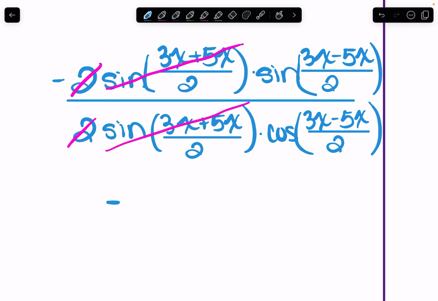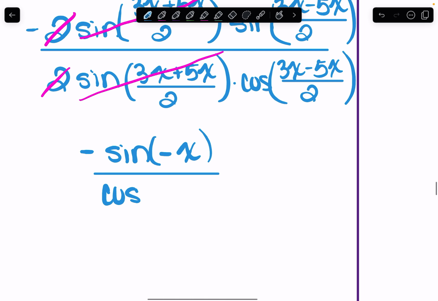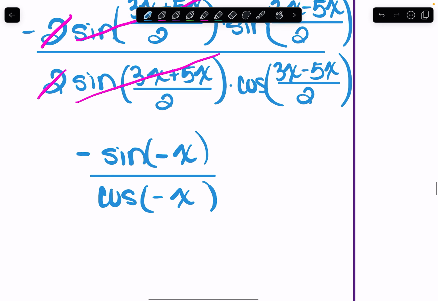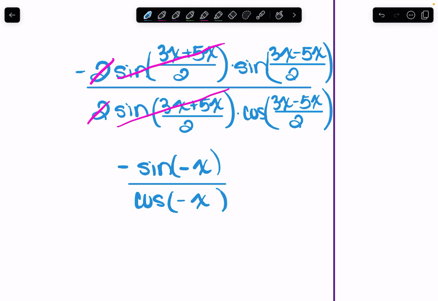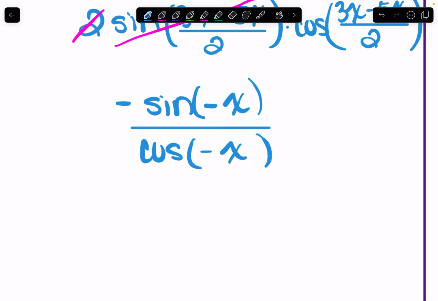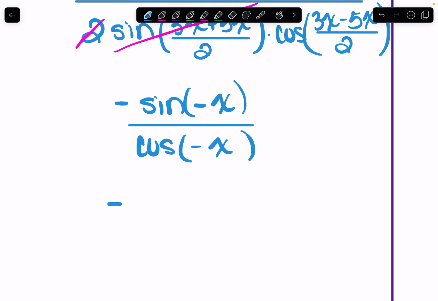So that is a negative sine of 3 minus 5 is negative 2, negative 2 divided by 2 is negative x. So sine of negative x over cosine, 3 minus 5 is negative 2, negative 2 divided by 2 is negative x. And then sine over cosine of the same angle, reciprocal identity, as long as the angle matches, you can change it, is tangent of negative x. You got to hold the angle constant.